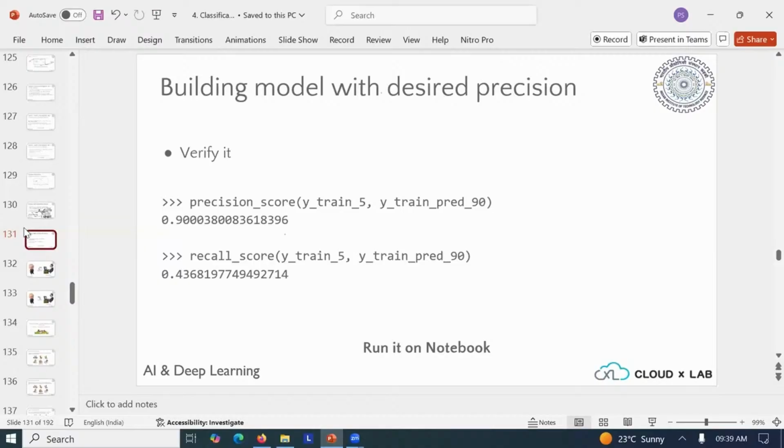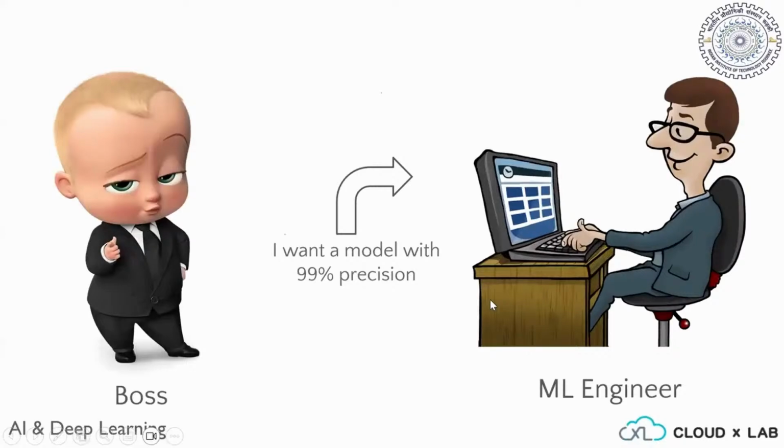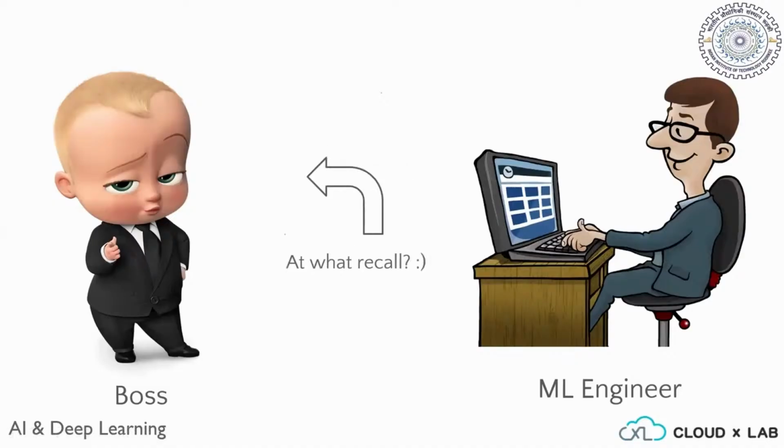And the corresponding recall is, for the same threshold, 0.43, right? So if you are building any machine learning model, and let's say you want 99% precision, then we should also ask at what recall, right? Because we have to consider both precision and recall. Depending upon our problem, sometimes we give more weightage to precision, sometimes more weightage to recall, or sometimes equal weightage to both, and in that case we will use F1 score, right?